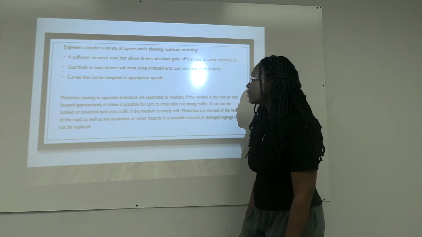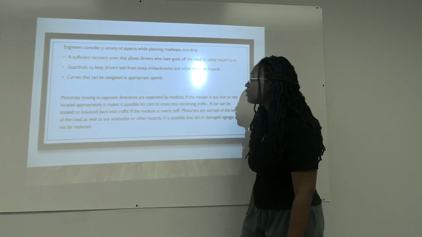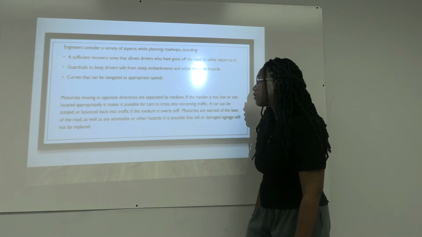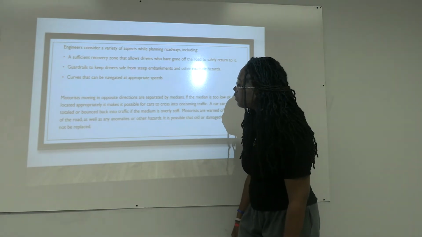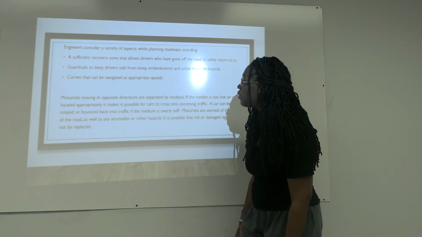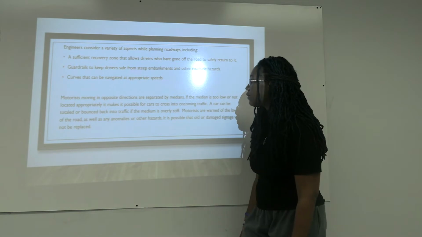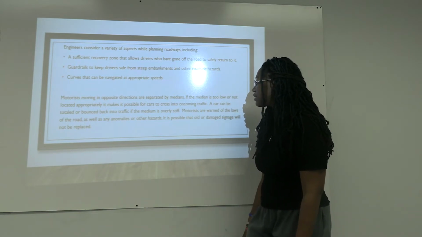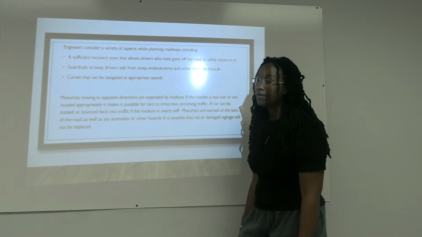Motorists moving in opposite directions are separated by medians. If the median is too low or not located appropriately, it makes it possible for cars to cross into oncoming traffic. A car can be totaled or bounce back into traffic if the median is too stiff. Motorists are warned of the laws of the road as well as anomalies or other hazards. It is possible that old damaged signals will not be replaced.